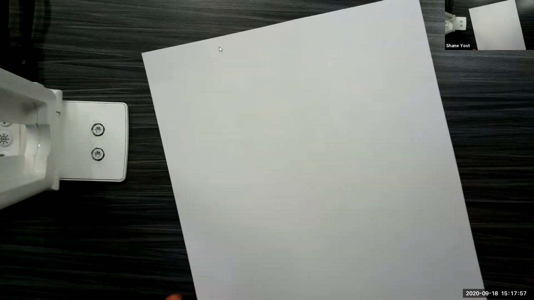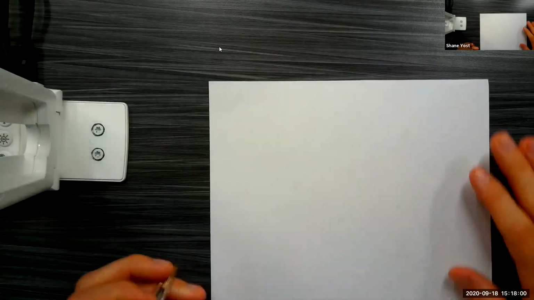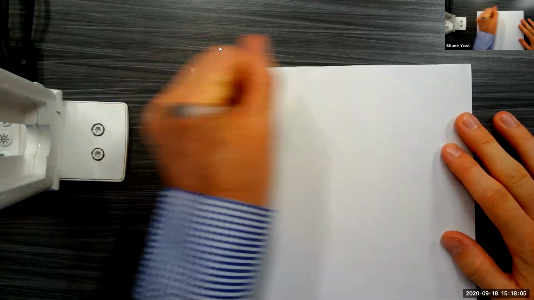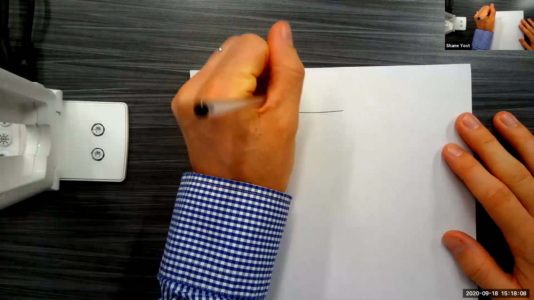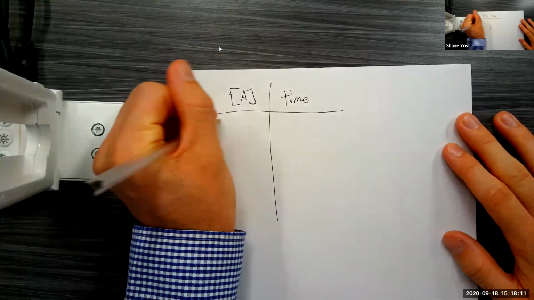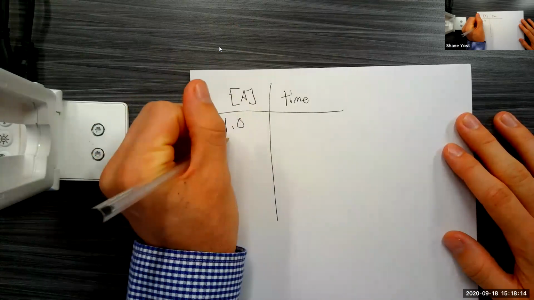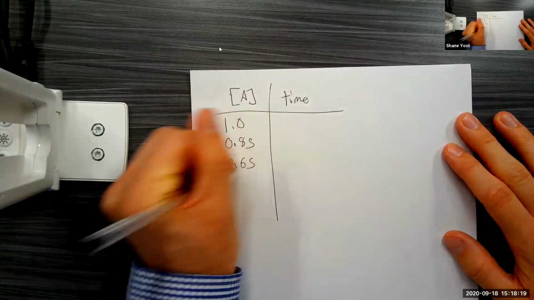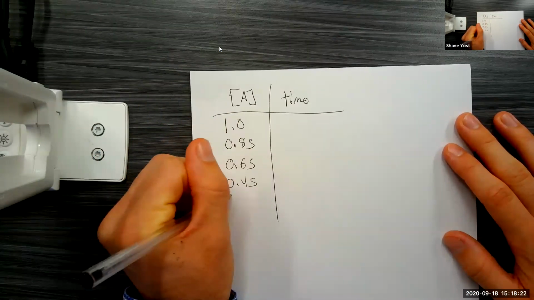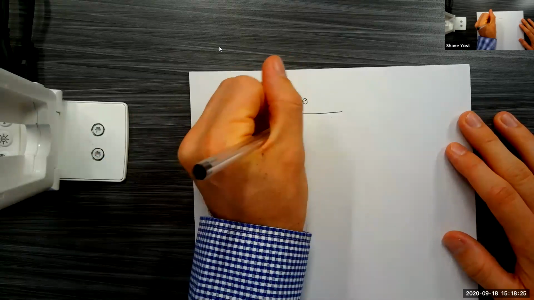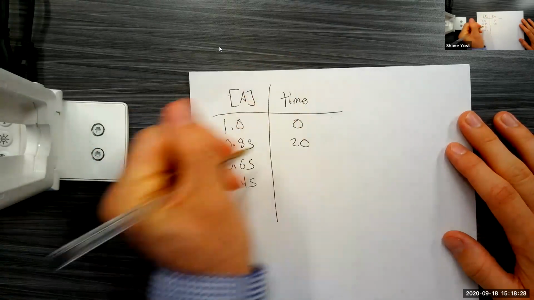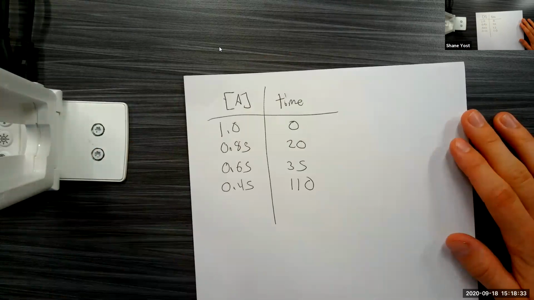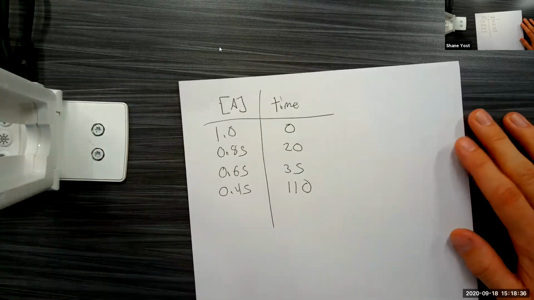So basically, the problem being asked here is, given data where I have a concentration of A versus time. Let's say it starts off at 1.0, and then goes down to 0.85, and then 0.65 and 0.45 or something like that. And my times here are 0, and then after 20 seconds, and then 35 seconds, and 110 seconds or something like that. The question is, what is the average rate of reaction?